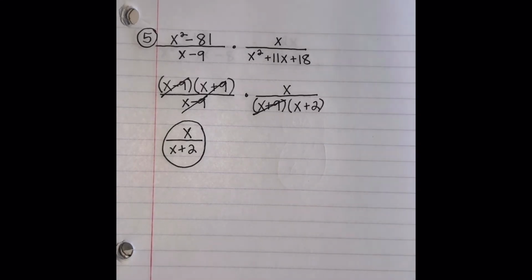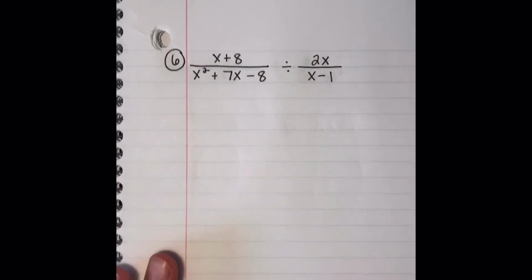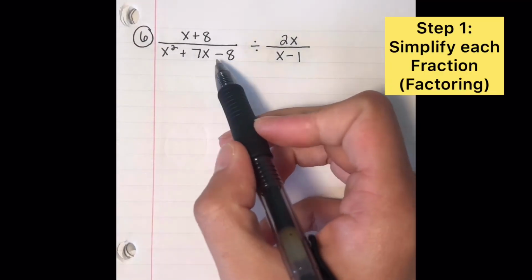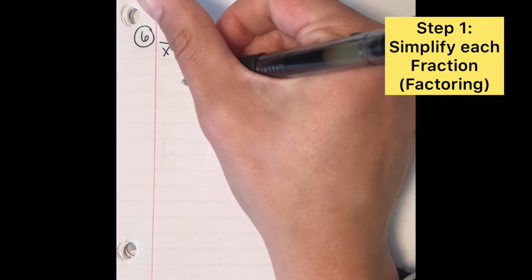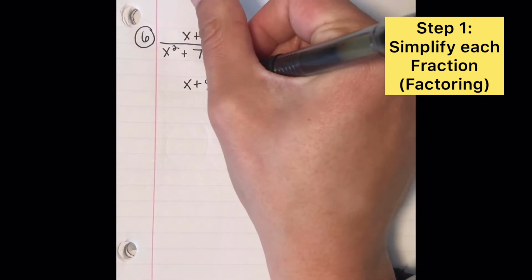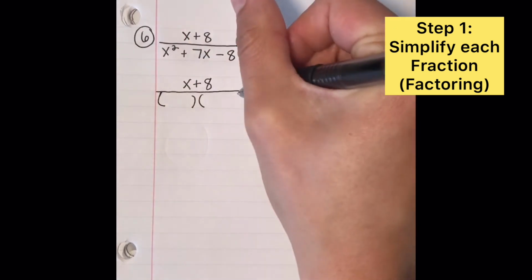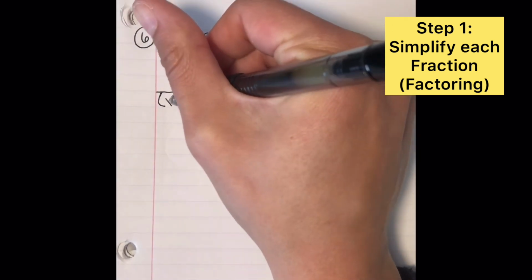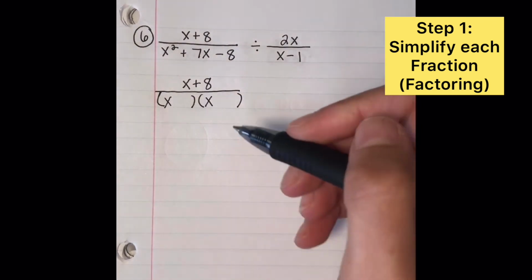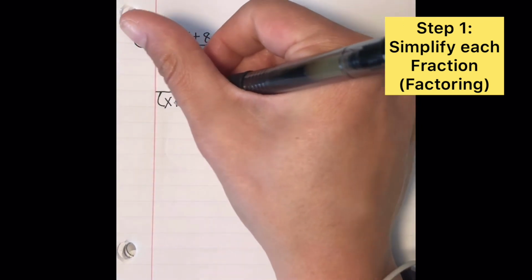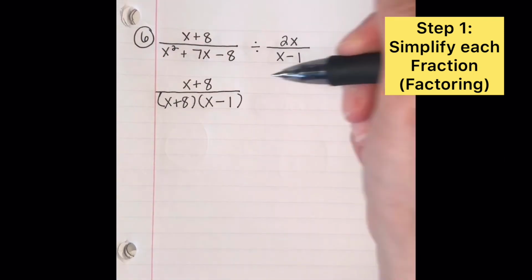All right, number 6. Same thing, except we have division. So we can factor the bottom of this first fraction. So I'm going to go ahead and rewrite this x plus 8. And I'm going to factor the bottom. To get x squared, we're going to do x times x. We need to multiply to get negative 8, but add to give 7, so plus 8 and minus 1.